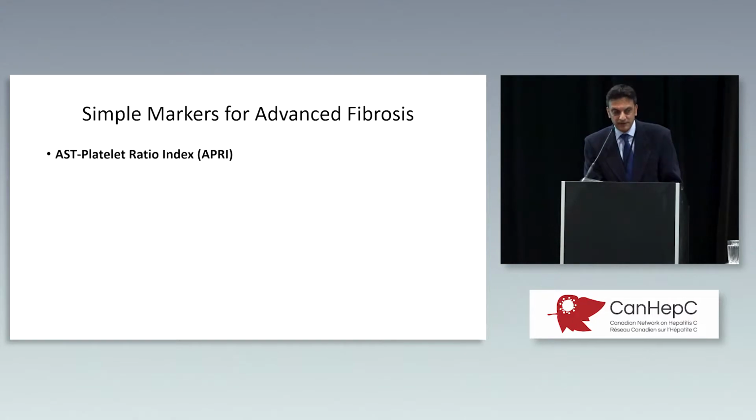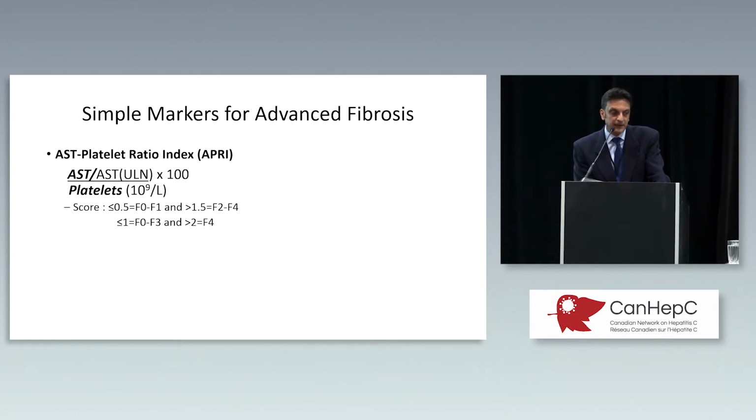So let's look at simple markers. AST platelet ratio index, APRI, which many of you are familiar with, was developed in 2003 from the Michigan group. Again, you get a score of less than 0.5 or greater than 1.5, and you can split patients with significant fibrosis. Slightly higher thresholds give you a cirrhosis index threshold as well.